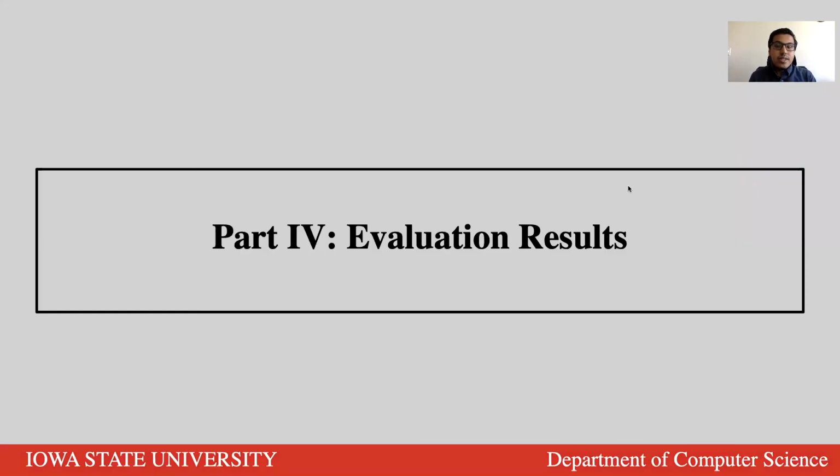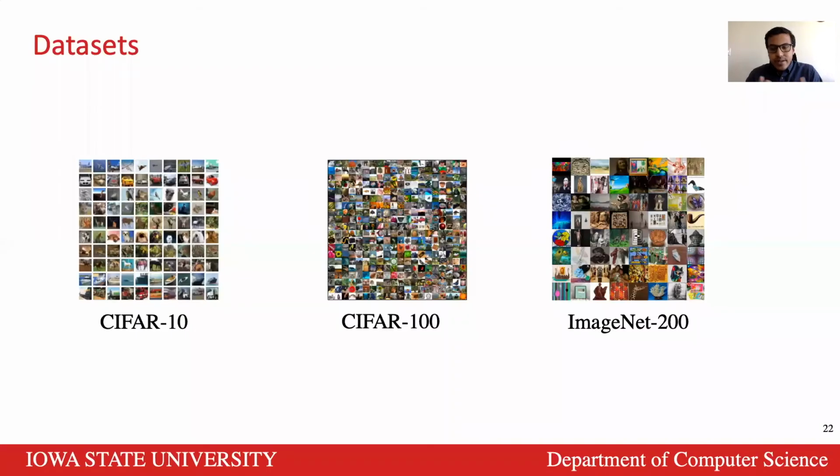Now, we will discuss the evaluation of our approach. We have used three datasets. First, CIFAR-10, a dataset that comprises 3D images of different objects. It has 10 output classes, and the dataset is divided into training and testing datasets. Second, CIFAR-100, which has 100 output classes. This is widely used to evaluate CNN-based studies due to the complexity of the dataset.